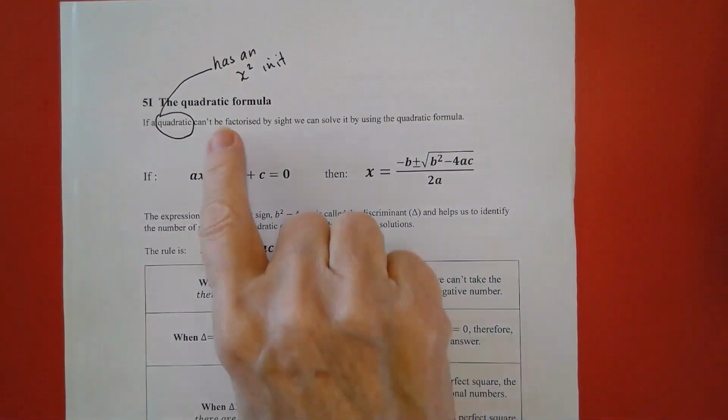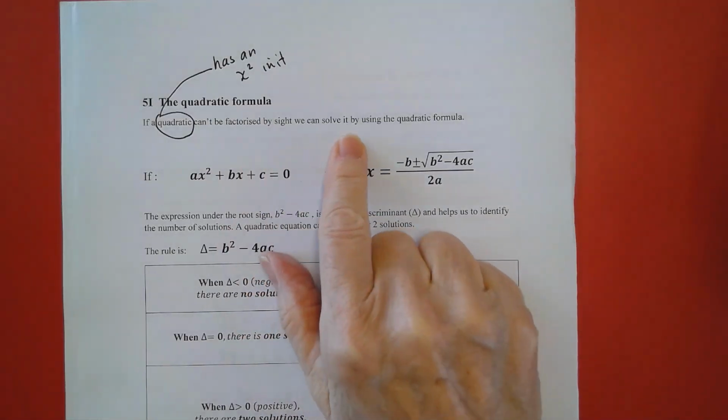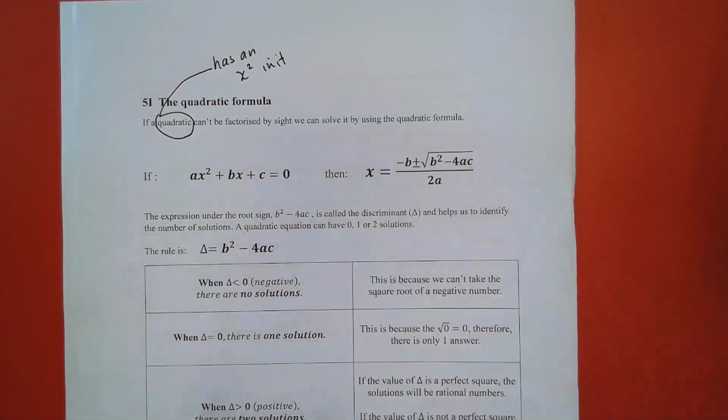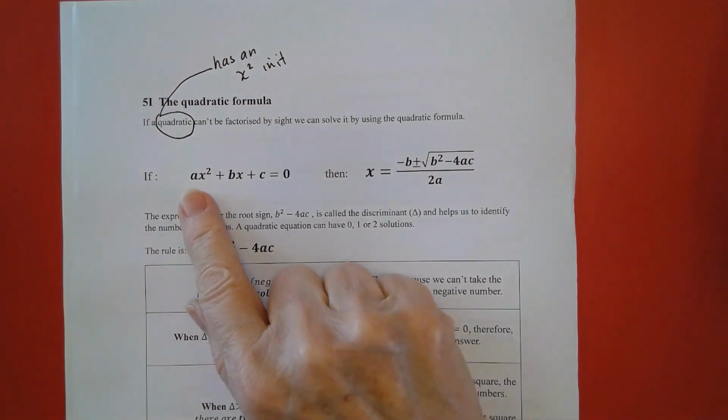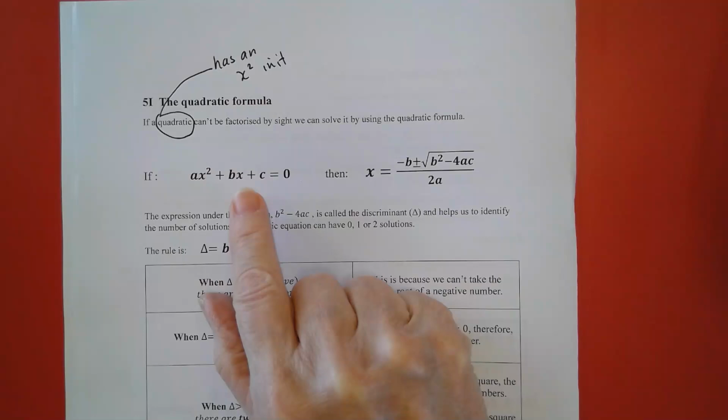If a quadratic can't be factorized by sight, we can solve it by using the quadratic formula. We can solve it by using the quadratic formula anyway, even if it can be factorized. It's a lot harder to do, but we could do it. And here's what it says. It says, if I have a quadratic, what are the a, the b, and the c?